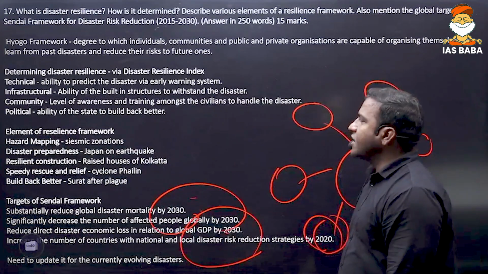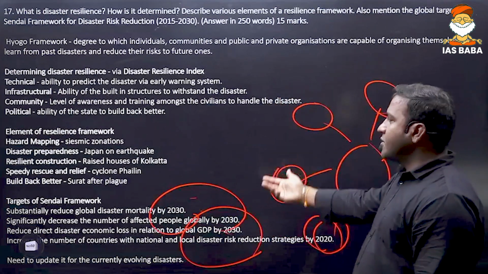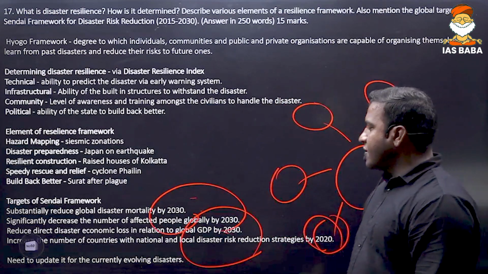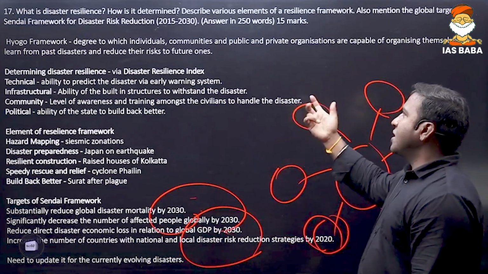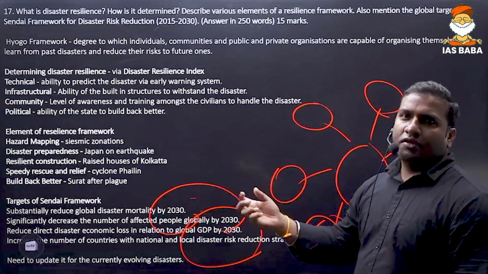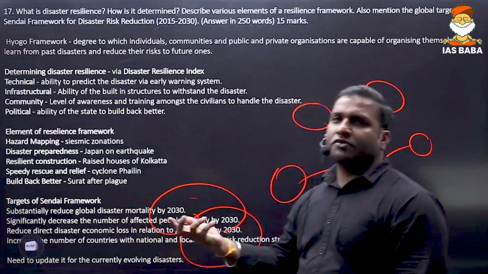An informative question, give an informative answer. Then we need to update it for the currently evolving disasters. Sendai happened in 2015, and now we require one more for 2025.